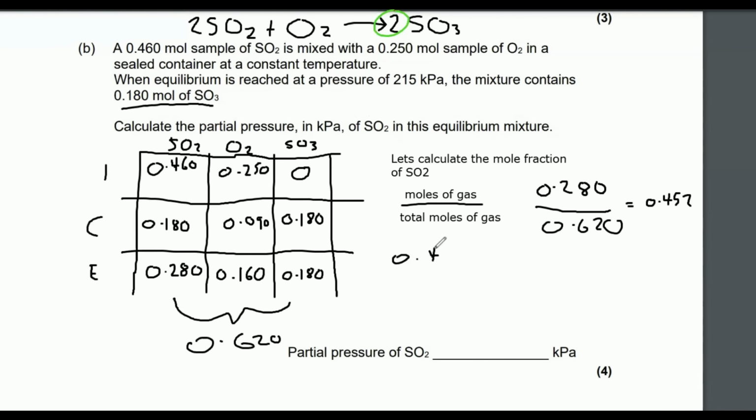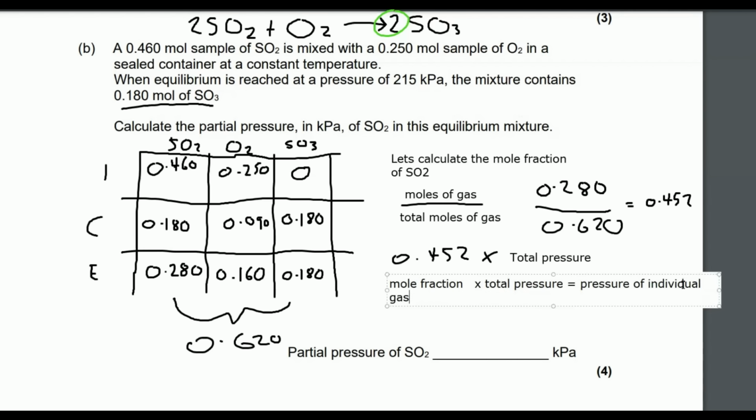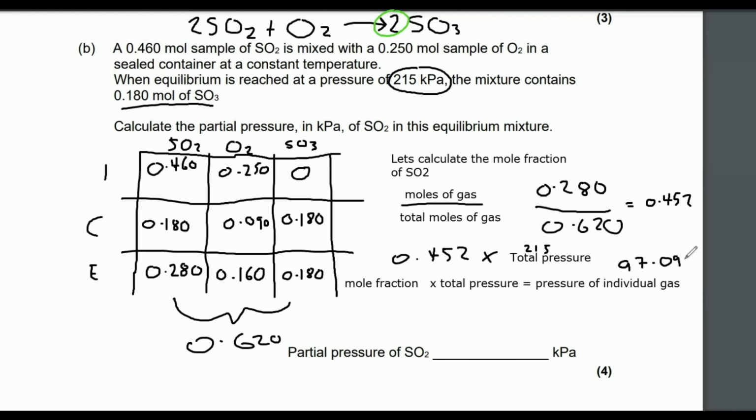You're going to now multiply the mole fraction by the total pressure, because if you want to find the individual pressure of a gas, it's the mole fraction multiplied by the total pressure. So 0.52 times total pressure equals pressure of individual gas. And what do we get? 0.52 times 215. What are we looking at? 100 and, no, we're not even looking at that. 97. Let me whack it in the calculator and find out rather than guesswork. 97.1. So you're going to round that to 97.1 kPa.